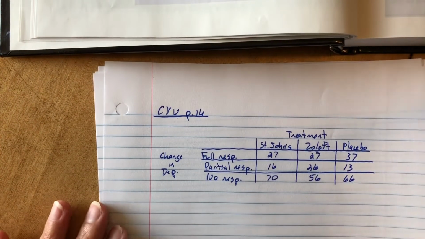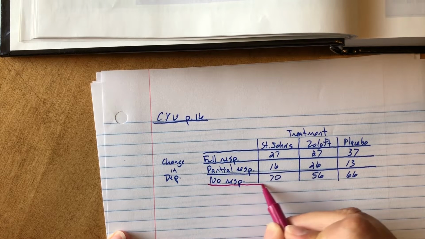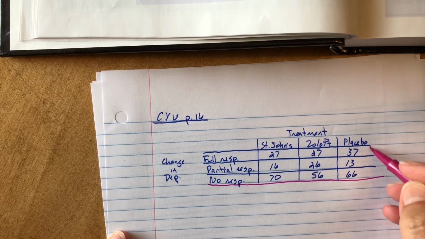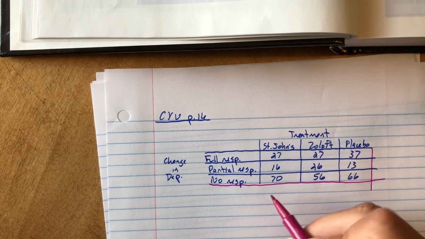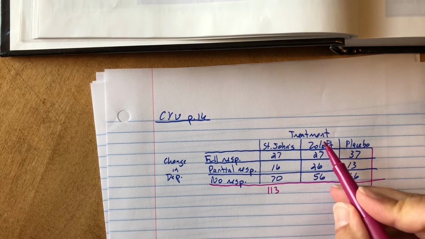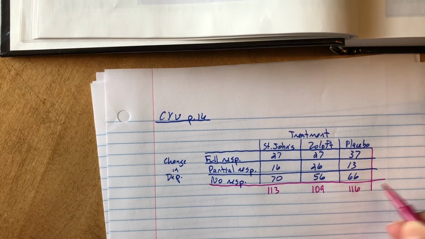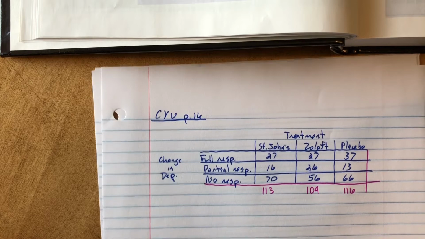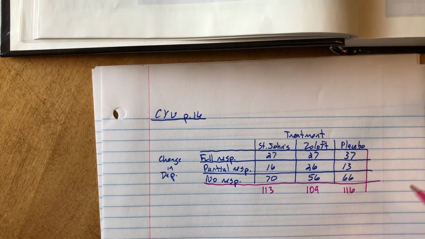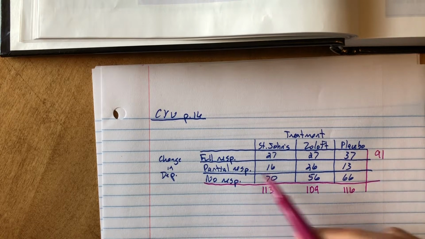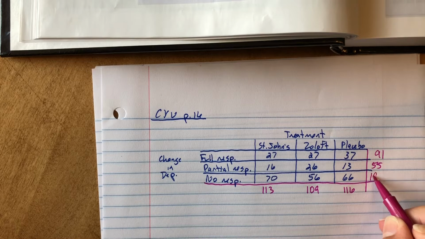So we're going to total our rows and columns. I'm going to do it in a different color. So we'll do our columns and our rows. The column total for St. John's wort is 113, for Zoloft is 109, and the placebo is 116. It's okay if they're not all exactly the same. The row total for full response is 91, partial response is 55, and no response is 192.